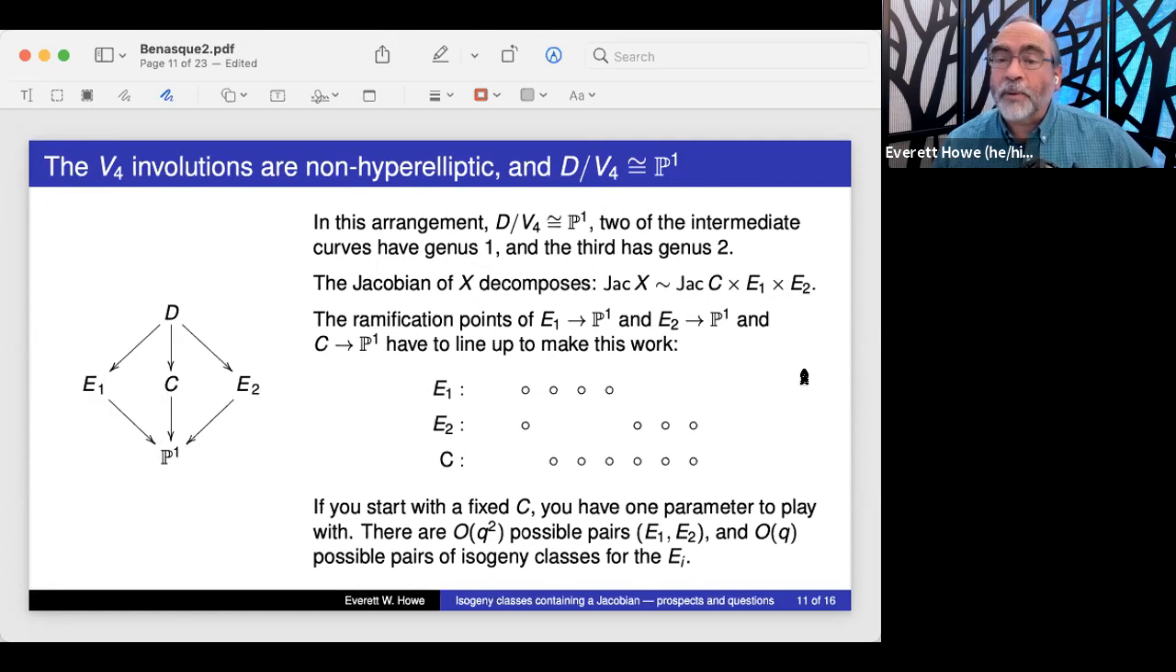And here, again, ramification has to line up correctly. Your E1 is ramified over P1 at 4 ramification points. The E2 is also ramified at 4. And to get a genus 2 curve in the middle, when you add these points up modulo 2, you need to end up with 6 points.